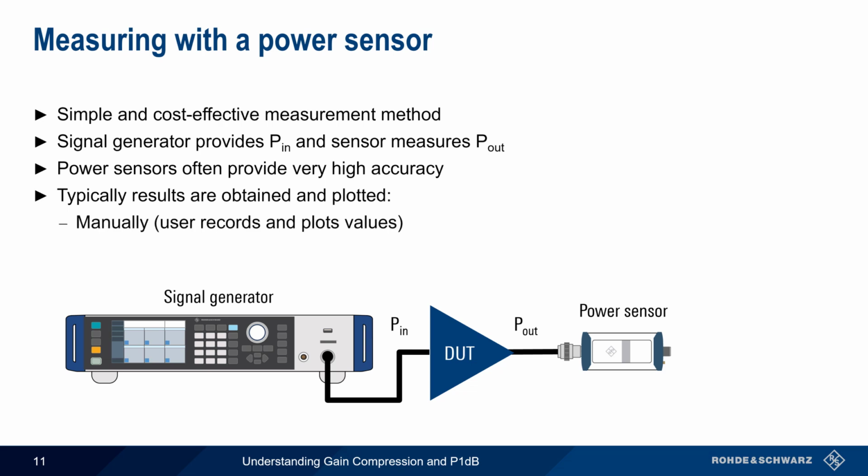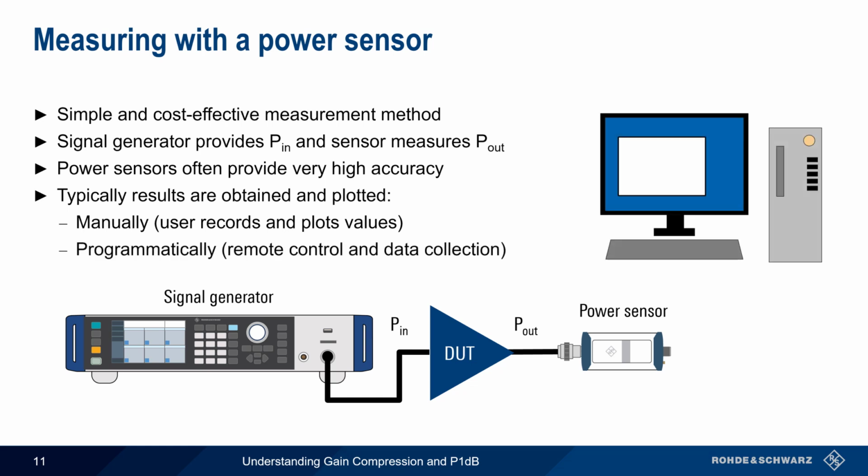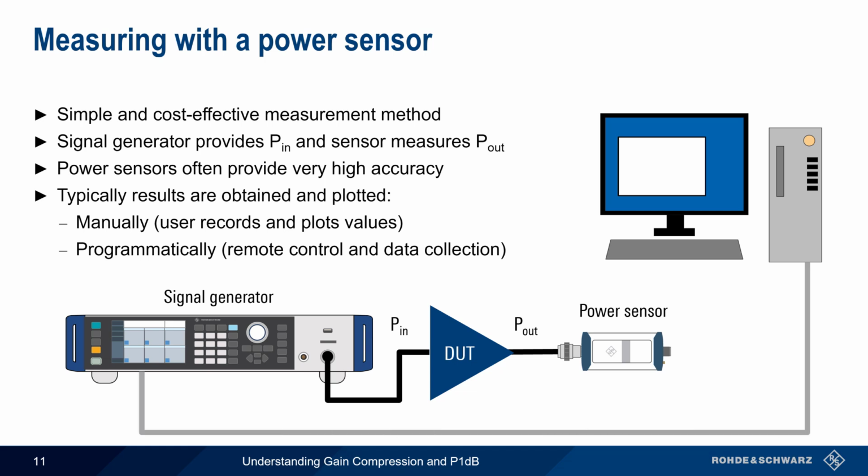The first is a purely manual process, by which the user records and plots P in and P out while stepping through an input power range. A faster and more sophisticated way of doing this is programmatically. That is, by using a simple program that controls the signal generator output, queries the sensor for measured power, and then creates the gain curve plot for calculating P1dB.